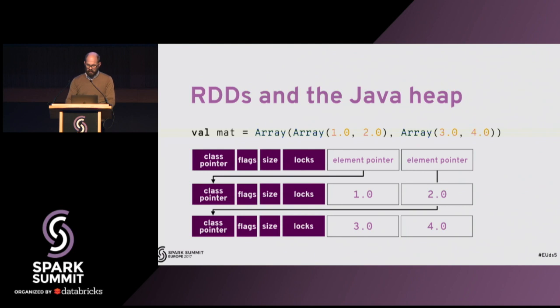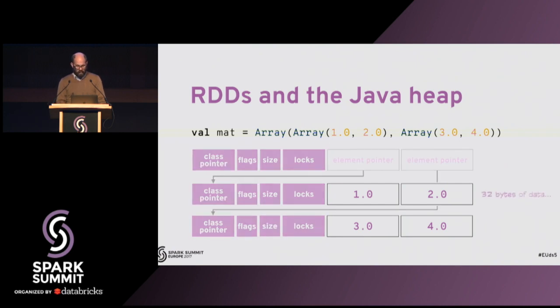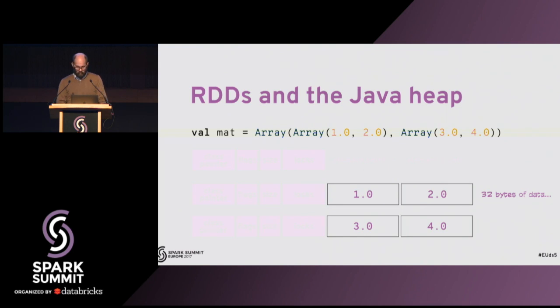We have an array that contains pointers to two other arrays. So we have 3 objects, each with an object header consisting of a class pointer, various flags, a size field, space for locks. And this outer array is only containing pointers to the inner arrays. So we have 32 bytes of data in our 4 doubles.